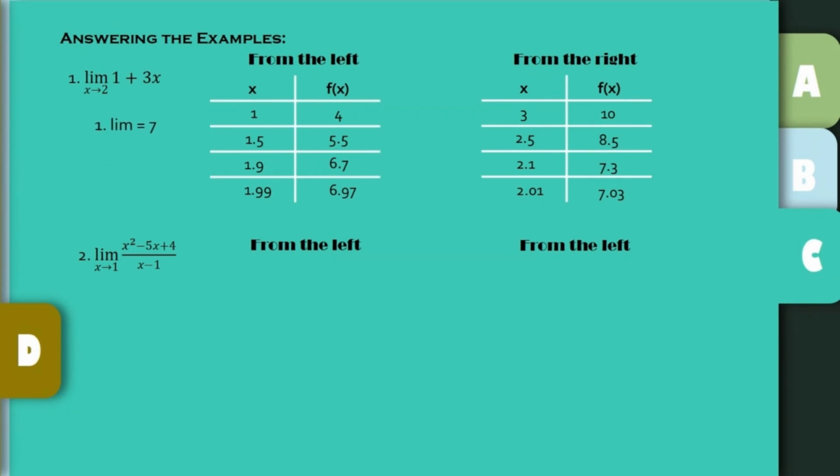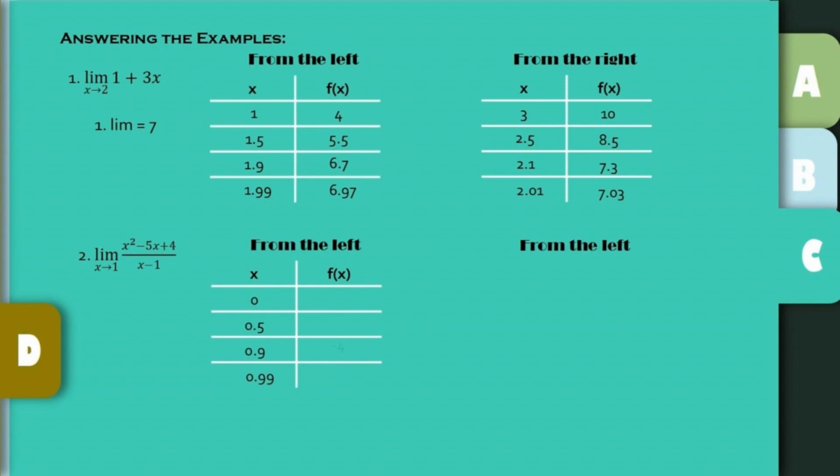And for number 2, we have the limit of x squared minus 5x plus 4 over x minus 1 as x approaches 1. First thing to do, as always, is to do the table form from the left and from the right. So we need the values closest to 1. So we have 0, 0.5, 0.9, and 0.99. Then substitute the x into f of x. Now, the values of f of x in each row are negative 4, negative 3.5, negative 3.1, and negative 3.01.